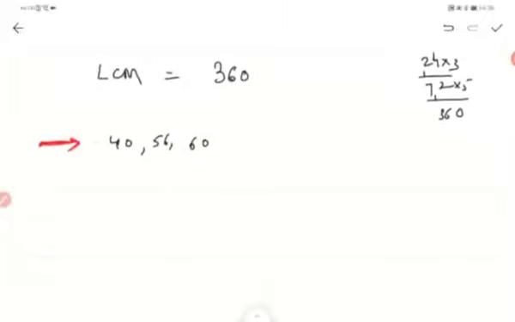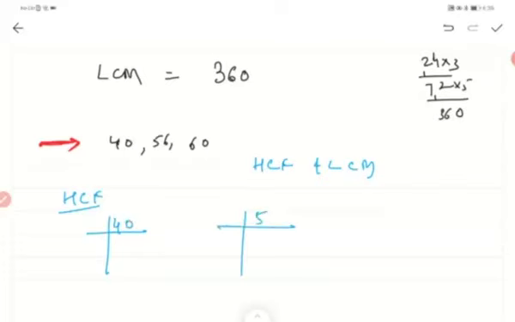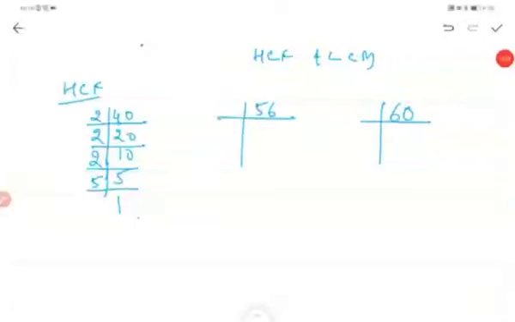Let me take 40, 56 and 60. So let us find the HCF and also the LCM of these numbers. First, let us find the HCF. To find the HCF, I will take the individual division of each of these three numbers like this, so I've got these as prime factors.